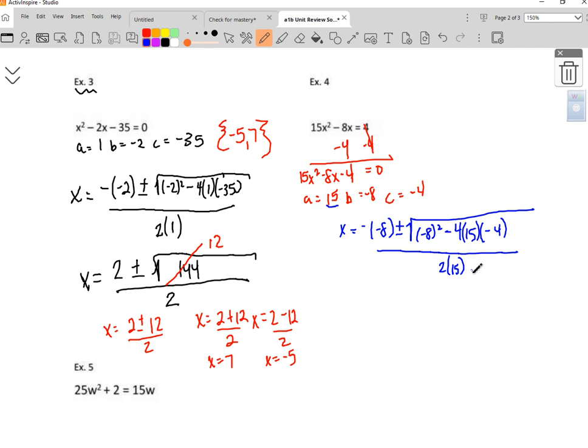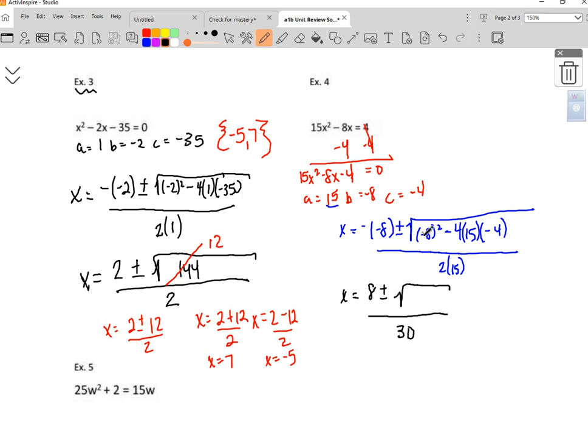Tyrese, you following along, buddy? So now we're going to simplify. X equals the opposite of -8, which is +8, yep, plus and minus. We're going to give ourselves our blank radical because we're going to use our calculator, so we don't have to do any hard work there. 30 over 30. Yes, over 30.